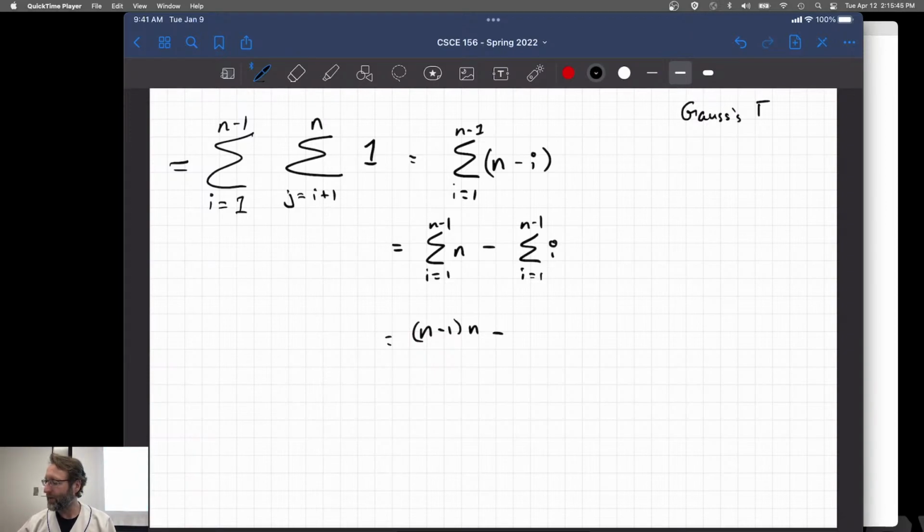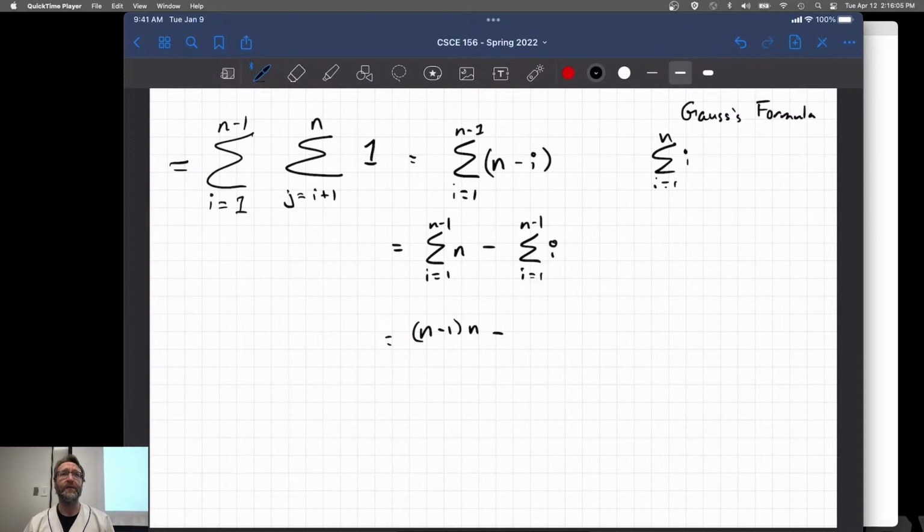Gauss's formula? Yep. The summation from i equals 1 up to n of i, the summation of natural numbers. This is the quintessential example of an inductive proof, right? You can prove this by induction. It's usually the example that gets thrown out for the first inductive proof that you see.